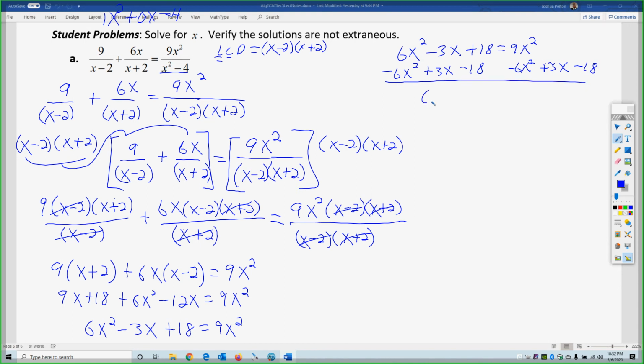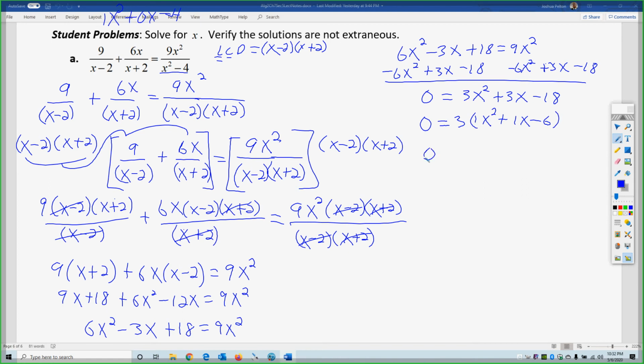So that gives me 0 equals 3x squared plus 3x minus 18. Better minus 18 than that. Okay, plus 3. Yep, we're good. So you have a common factor of 3, which we can divide out. So I'm left with x squared plus 1x minus 6.